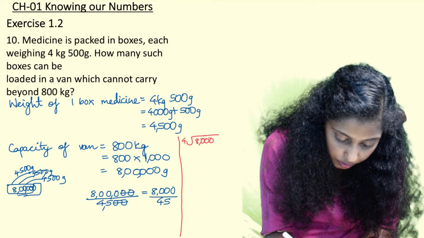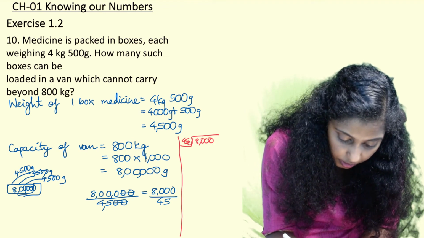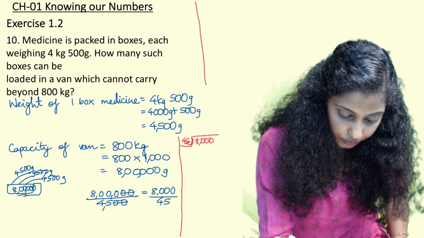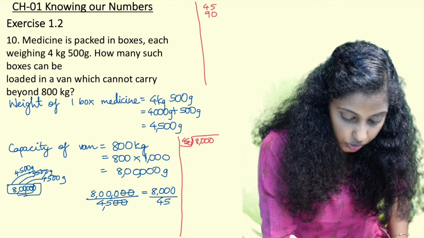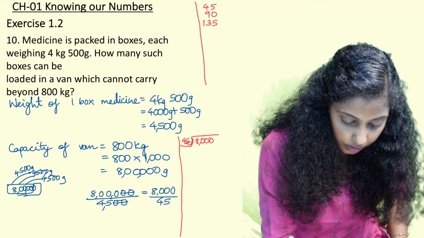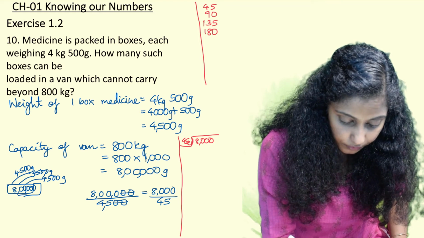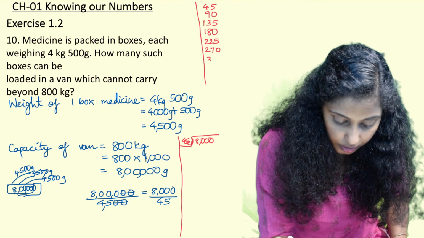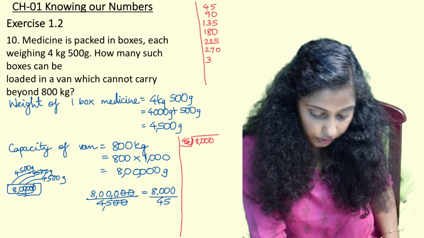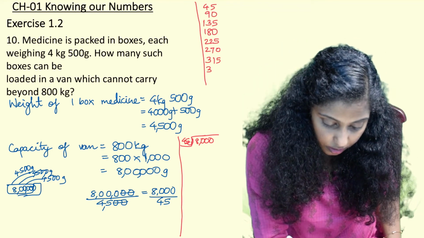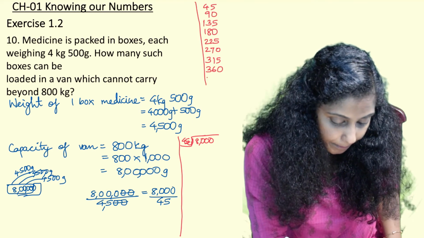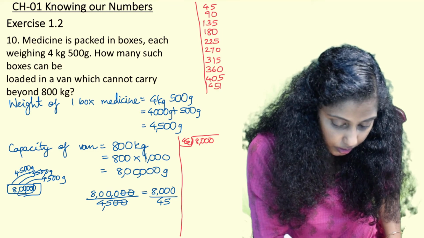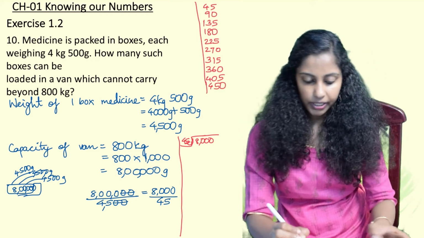So a sum can be solved easily and quickly. We can write the table of 45 here. 45 ones are 45, 2s are 90, 3s are 135, 4s are 180, 5s are 225, 6s are 270, 7s are 315, 8s are 360, 9s are 405, and then 10s are 450. Till 9s is enough.